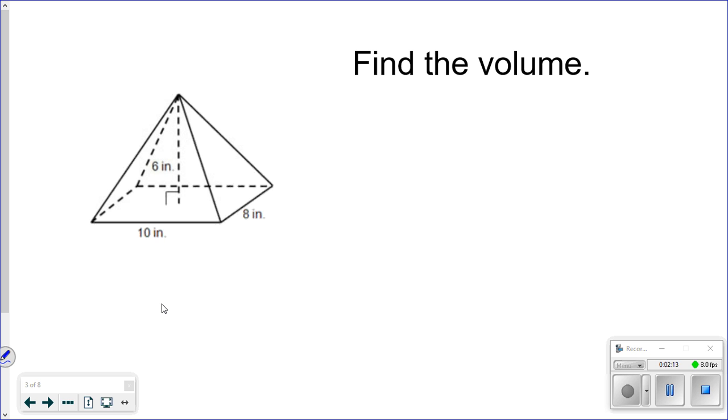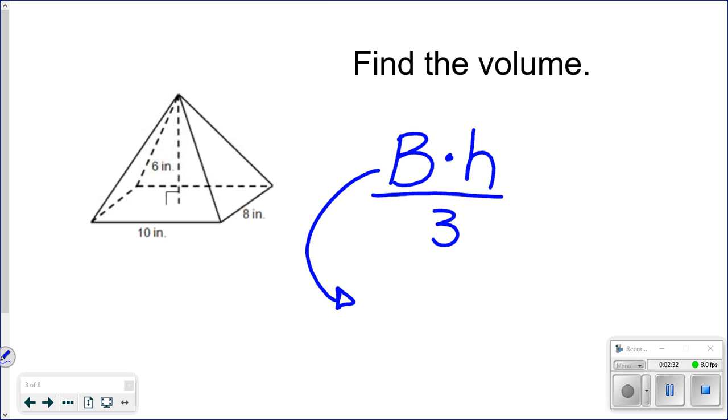If I were you, the first thing I would do when I'm done drawing it is I would write out what the formula looks like. And I'm going to use arrows to help me figure out each part of this. So the first thing I'm going to do is I'm going to look at that big B. We said the big B is the area of the base. What shape is the base on this? What shape?